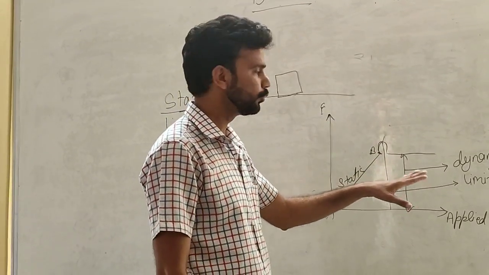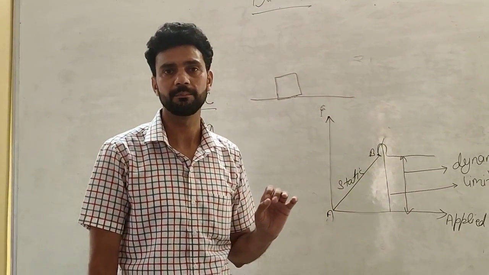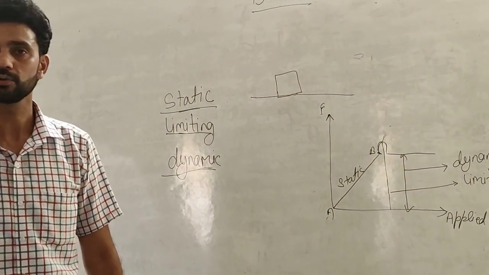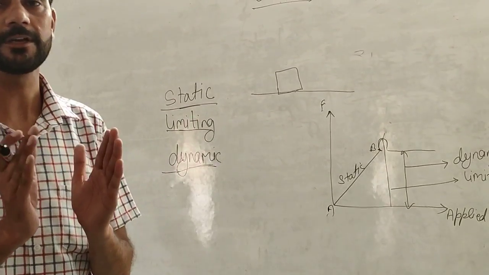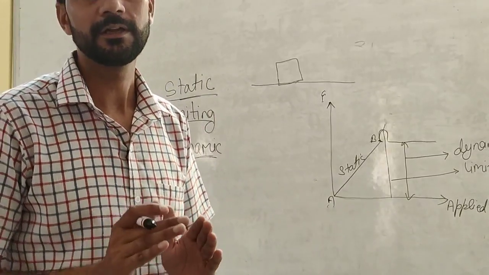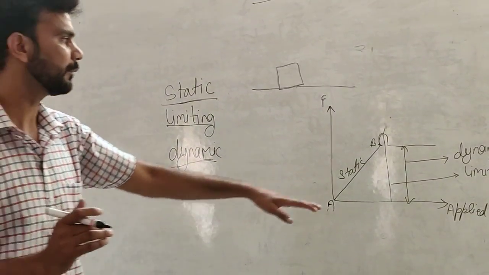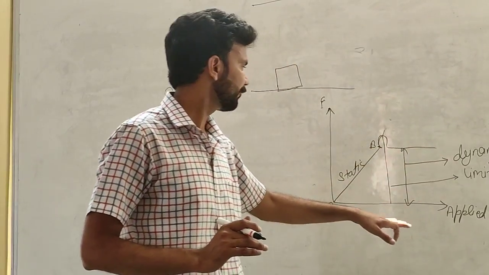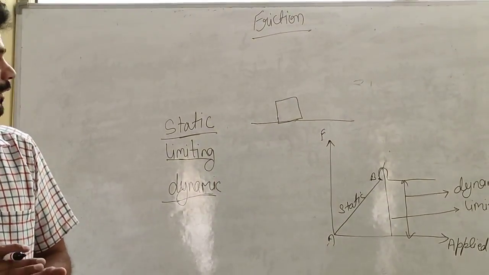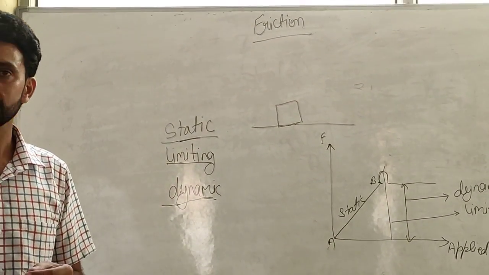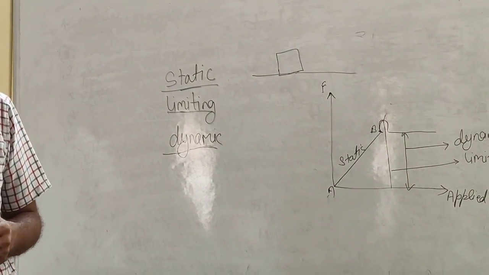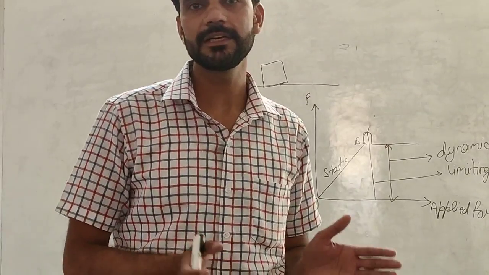From the graph we can conclude that limiting friction is maximum, dynamic friction is less than limiting friction, and static friction is also less than limiting friction. So limiting friction is the maximum friction which is required just to start an object. When the object starts moving, the friction is known as dynamic friction, and when the object is kept on another object, the friction is known as static friction, and just before it starts moving, the friction is known as limiting friction. Factors on which the limiting friction depends.